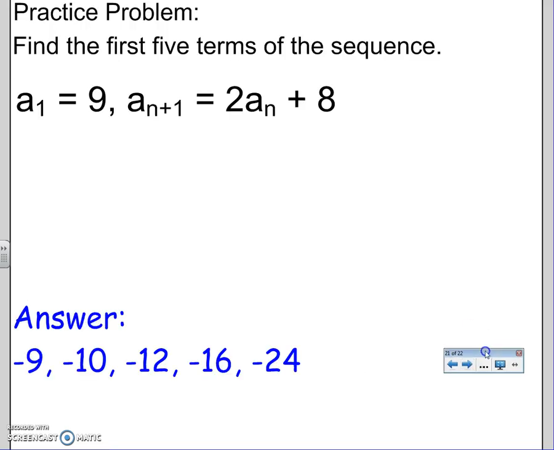Alright, I'll leave this practice problem. Find the first 5 terms of the sequence. Remember, you just plug it in and see what they are, and there's the answer.